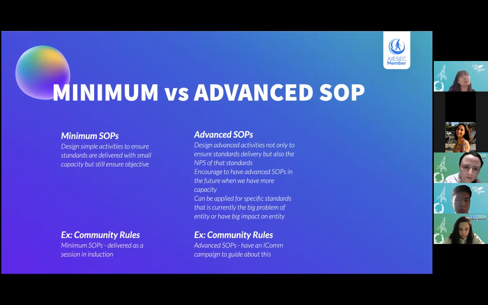However, it doesn't mean that if you don't have capacity, you cannot do something advanced. If your entity has a significant problem and you believe that delivering one single standard will make a very big impact on the whole entity, then you can focus your effort on that one standard and make an advanced SOP for it, so that all of the other SOPs are minimum, but for this standard, it is delivered in an advanced way, and you can execute it in an excellent way as well. I would say an example of a minimum SOP is community rules.